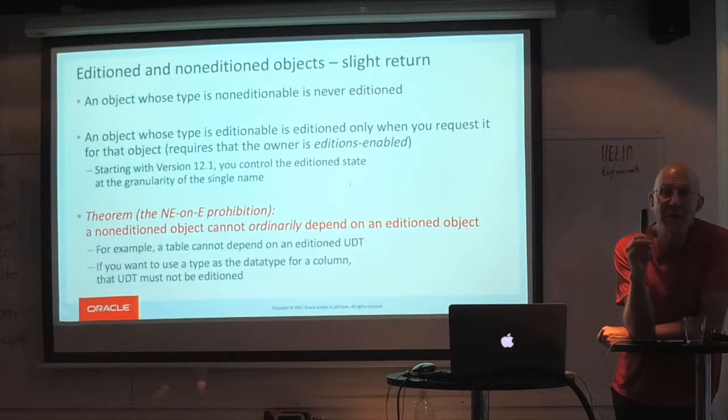Remember I said that if I've got an editioned view v, create or replace view scott.v as select something from blake.w, where blake.w is an editioned view, I find my dependency parent in my own edition, right? Now, considering the editioning view, it's kind of going the other way.